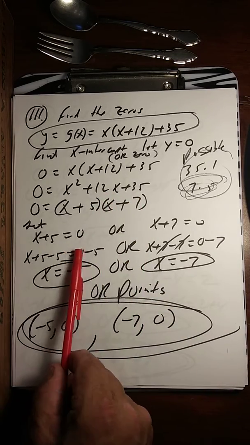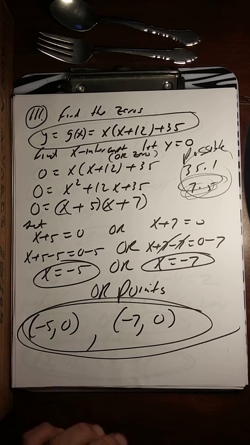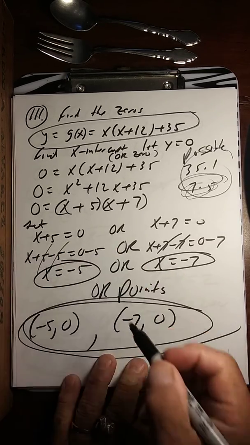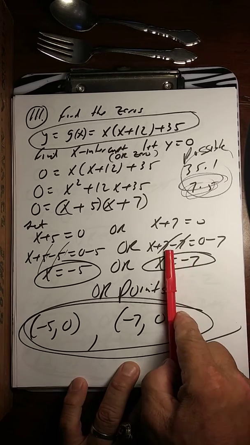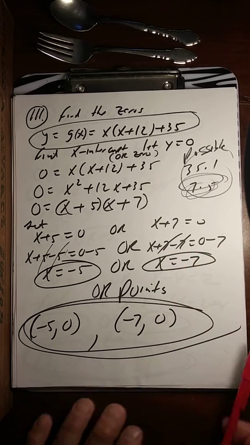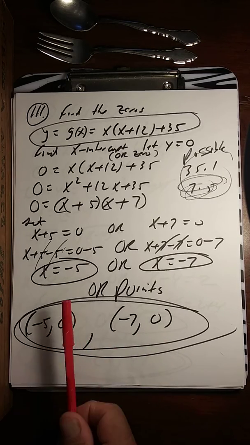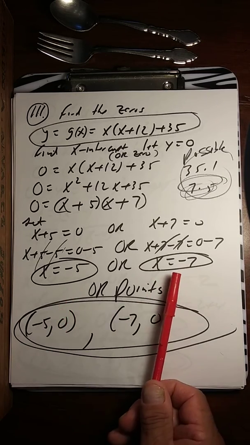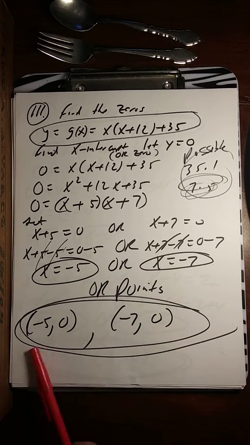Yep, x plus 5 is 0, x plus 7 is 0, so this is going to give you minus 5, minus 5, these are gone. So we have negative 5, and we have minus 7, so x equals negative 7. So negative 5 is 0, negative 7 is 0, so the x-intercepts are these, or the zeros are these, there's the intercept right there.